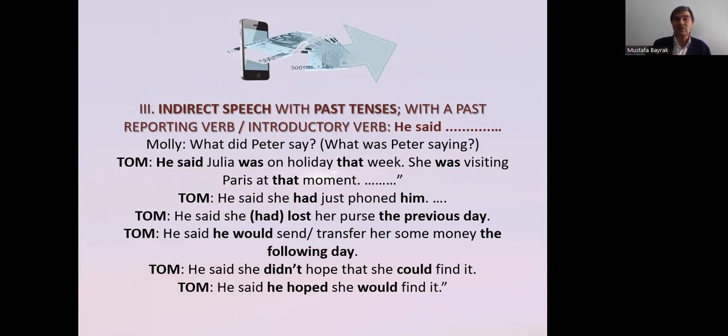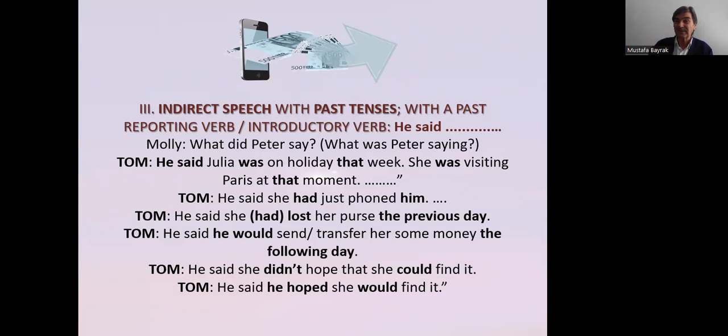For example, Molly, what did Peter say? What was Peter saying? What had Peter said? What had Peter been saying? These are also possible, but 90% he said, she said, simple past tense is used. Okay. Tom: He said, okay, what did Peter say? Peter said Julia was on holiday that week. She was visiting Paris at that moment.